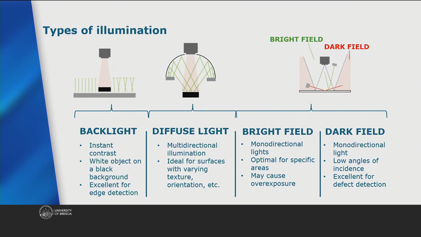Bright field illumination is used when I want to brightly light up a specific area of the scene and improve the contrast there. But be careful, because if I overdo it with the light, I create overexposed areas, which means everything turns white and the contrast is lost. Finally, dark field illumination is excellent for identifying defects on the surface of the object being measured, because with its low angles of incidence, it ensures that light is only scattered in areas where there are surface discontinuities.